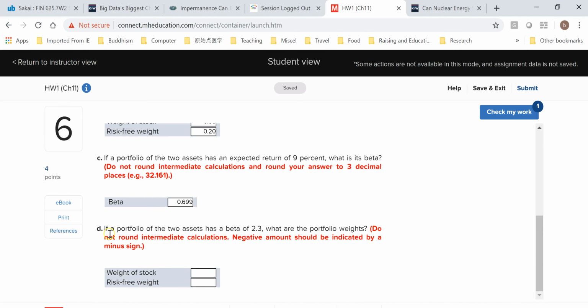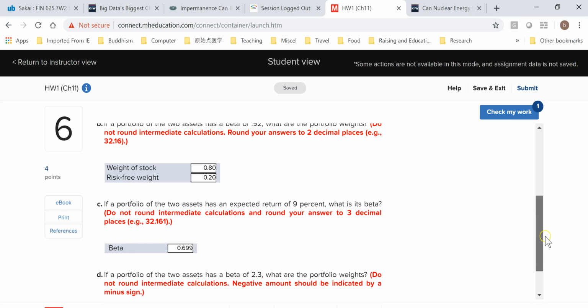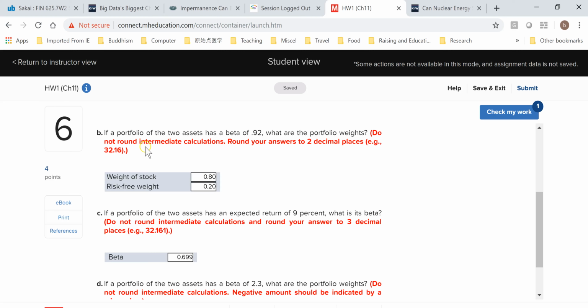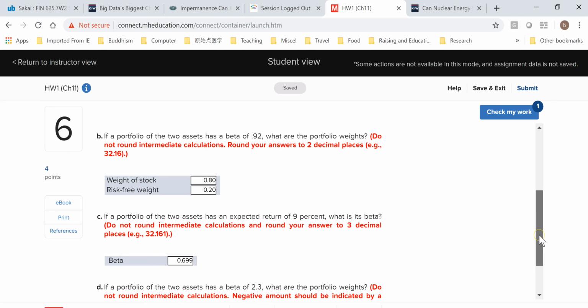So the last part: if a portfolio of the 2 assets has a beta of 2.3, what are the portfolio weights? Here we are also using the same fact as we did for part B. The portfolio beta is the weighted average of the betas of the assets within that portfolio. Here we're given the portfolio beta. I think this part is exactly the same as part B.